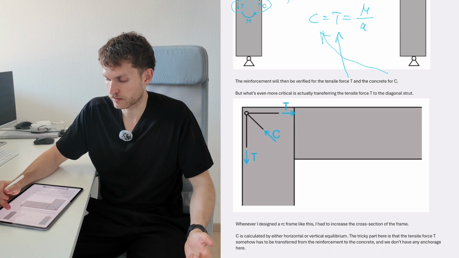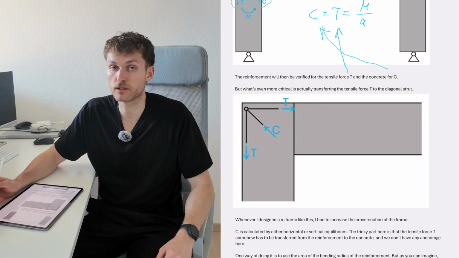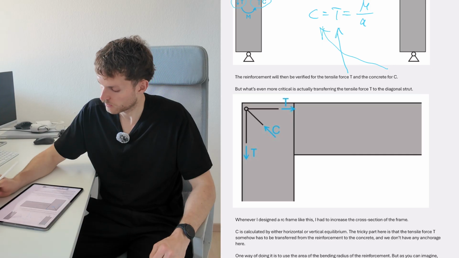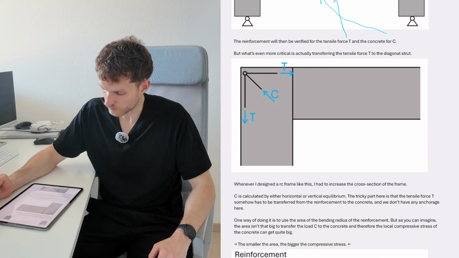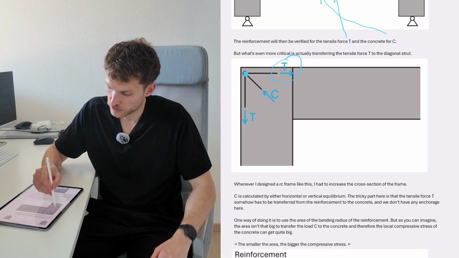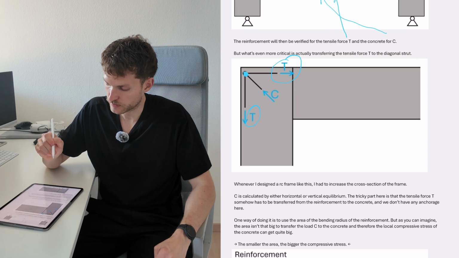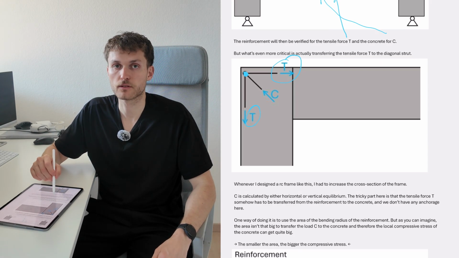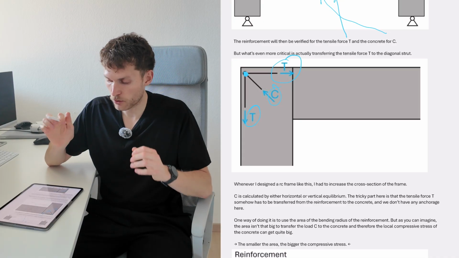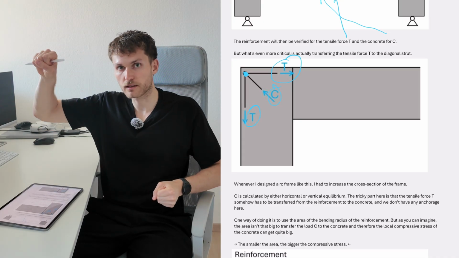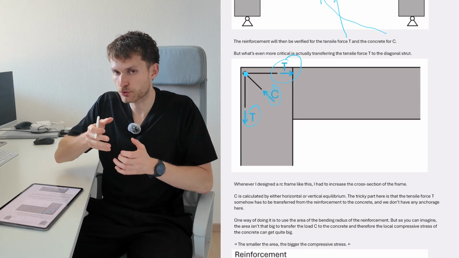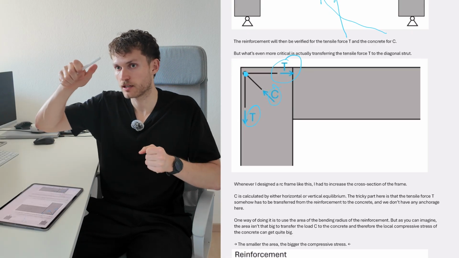But what's even more critical is actually transferring the tensile force T to the diagonal strut. And this is something I have seen many people forget in their design calculations, because we have this node here, and we can only transfer this tensile force down here to this tensile force if we have a diagonal normal force, which is compression in our case. And somehow when we pull from here and here, we get this compression diagonally, and somehow we have to transfer our tensile forces to the compression.